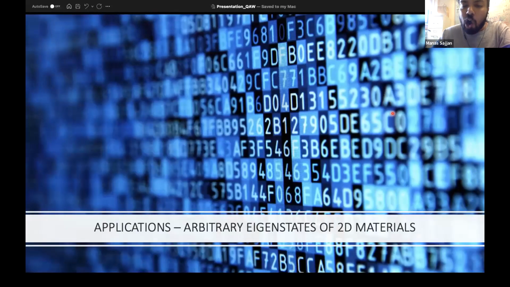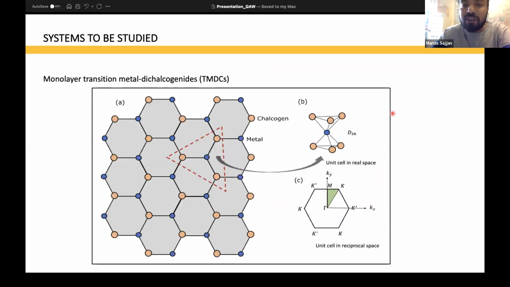And now let us look at an example, especially when it comes to 2D materials. So that is going to define the material component of the talk.